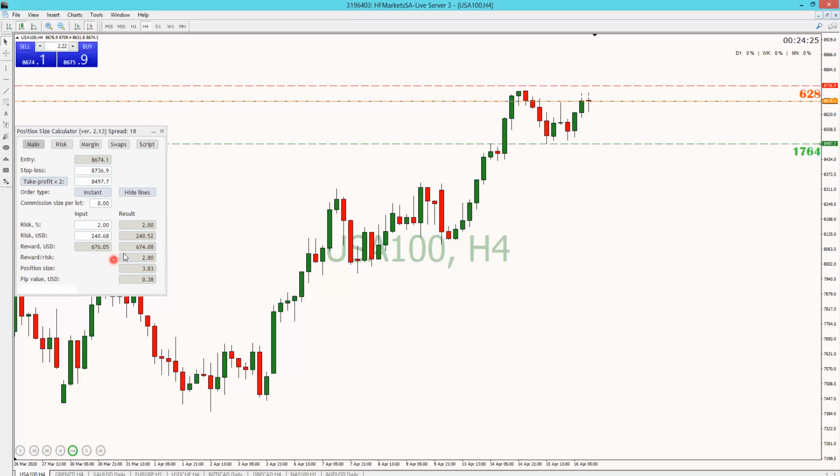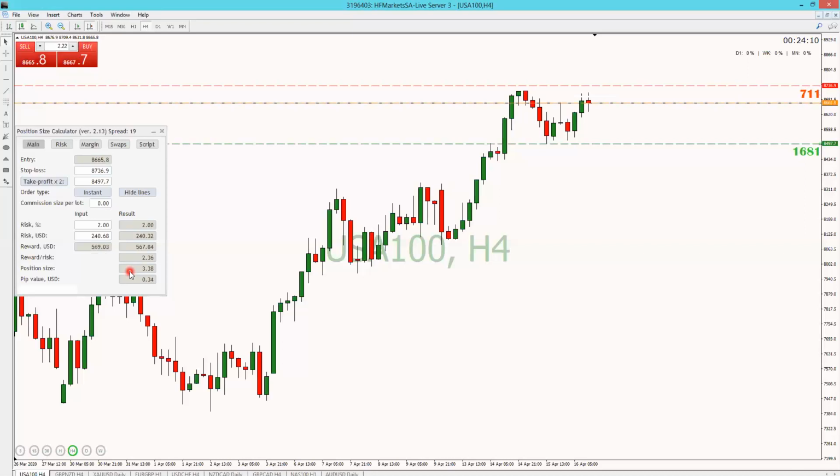Notice, sometimes if your account is too small, it will always give you the smallest lot size there. If your account is too small, it will always say 0.01, because it's not very feasible to do this on a tiny account.